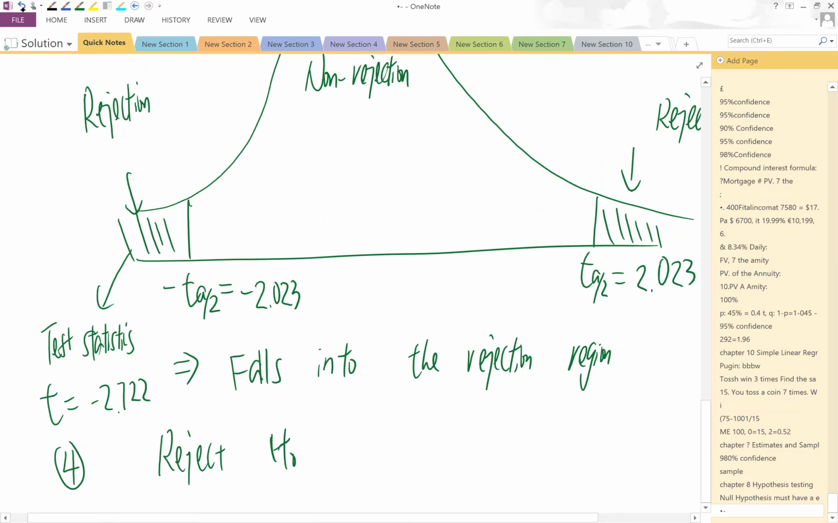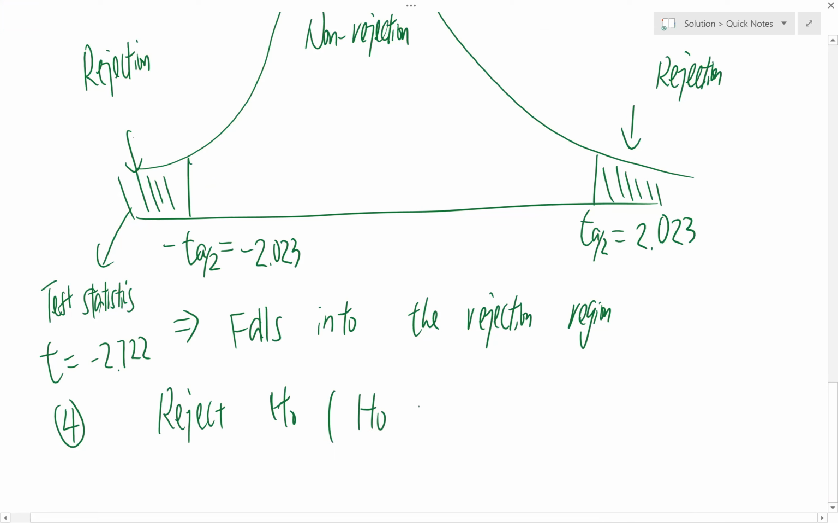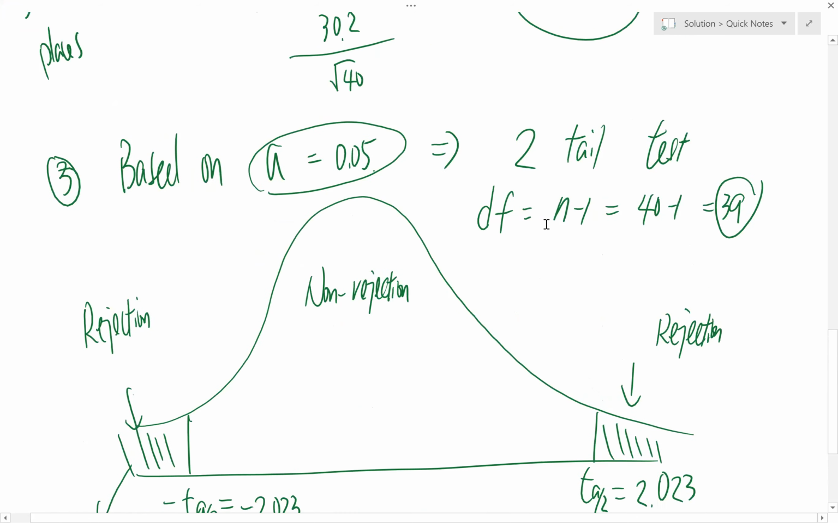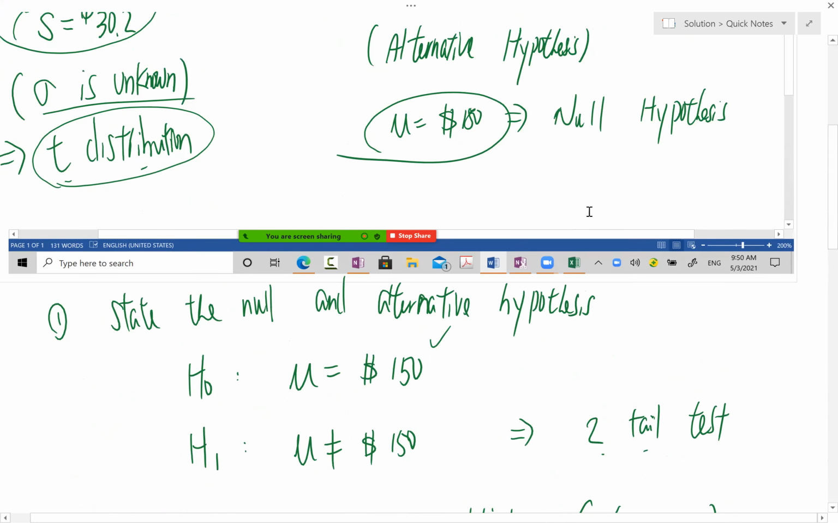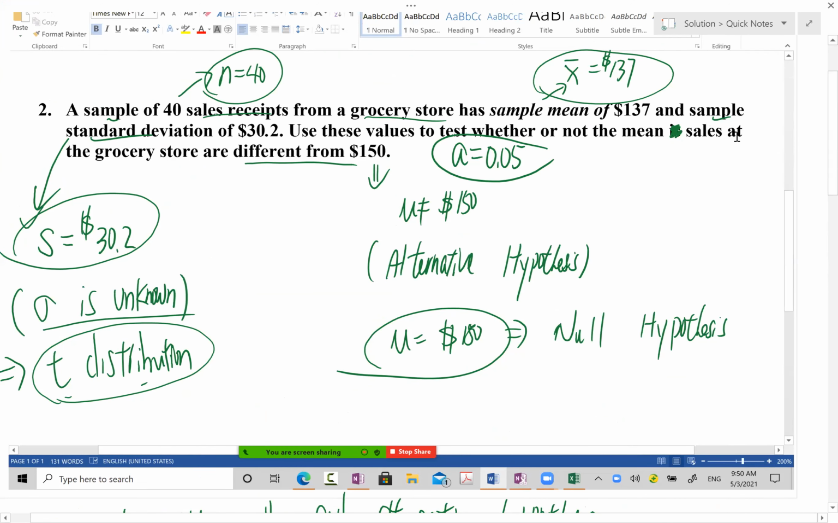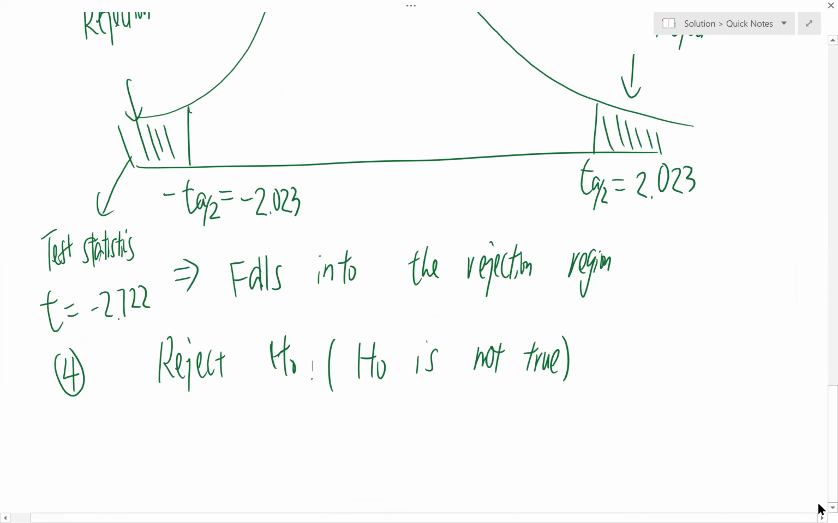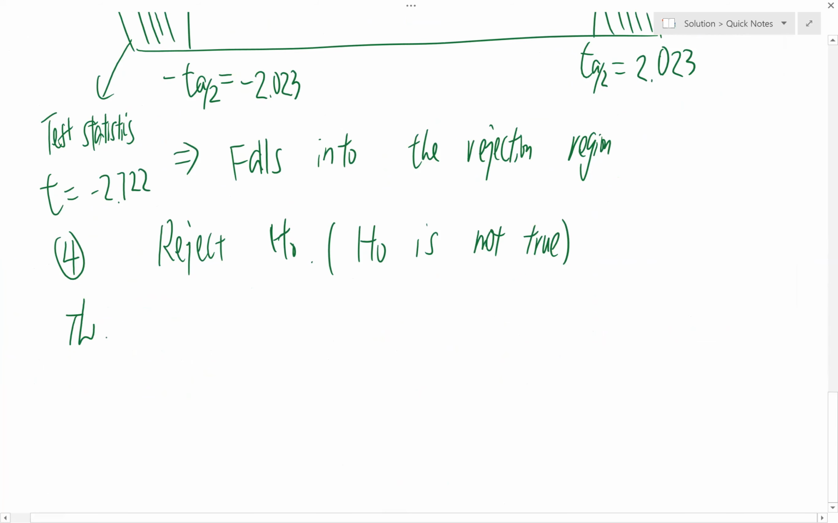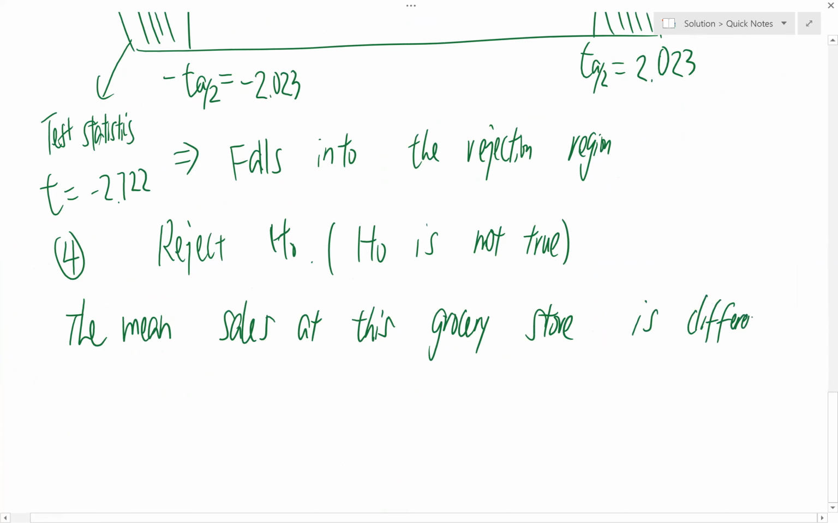Reject H0, meaning H0 is not true. That's the rationale behind it. If this is not true, then the alternative hypothesis is true. So the mean sales at the grocery store are different from $150. So the conclusion here is the mean sales at this grocery store is different from $150. And that's what we get out of this hypothesis testing.